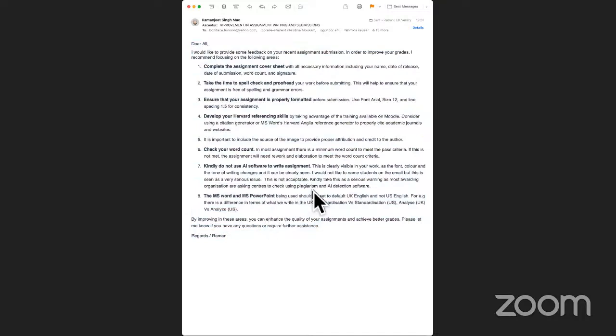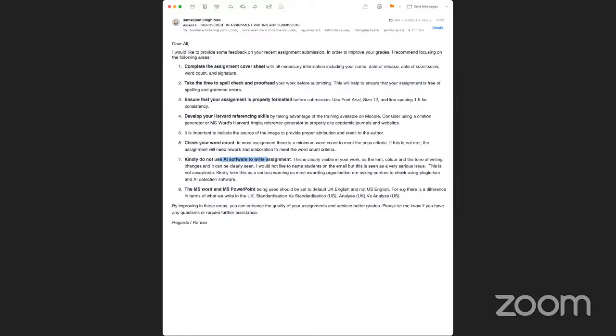Some of you are using maybe some AI software, and obviously it can be clearly seen with the difference in the font, the color of the font, and the change of tone of voice when you're writing. So that will not be acceptable, because if you put it into the plagiarism scanner and it detects that it has been written by an AI software, then obviously the assignment is going to be disqualified. It is not acceptable by Ascentis as a body.